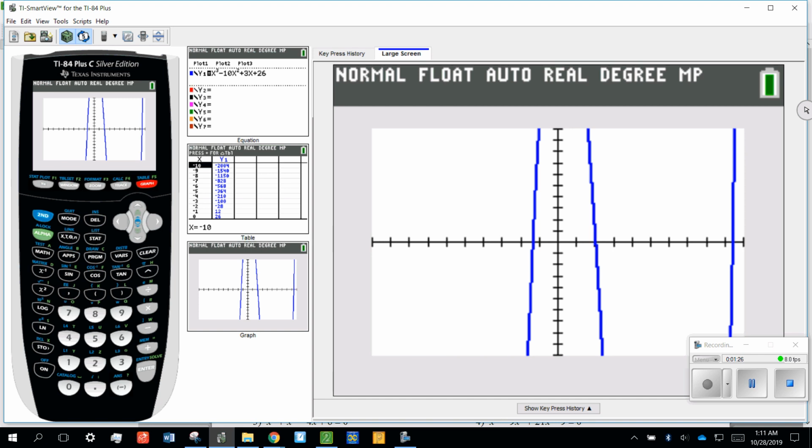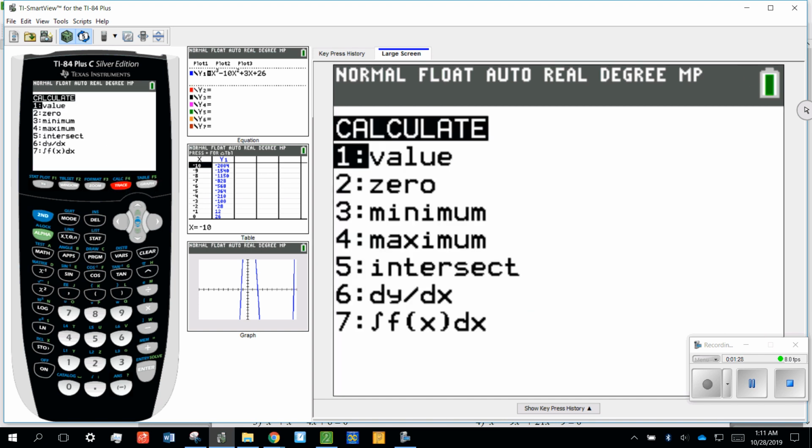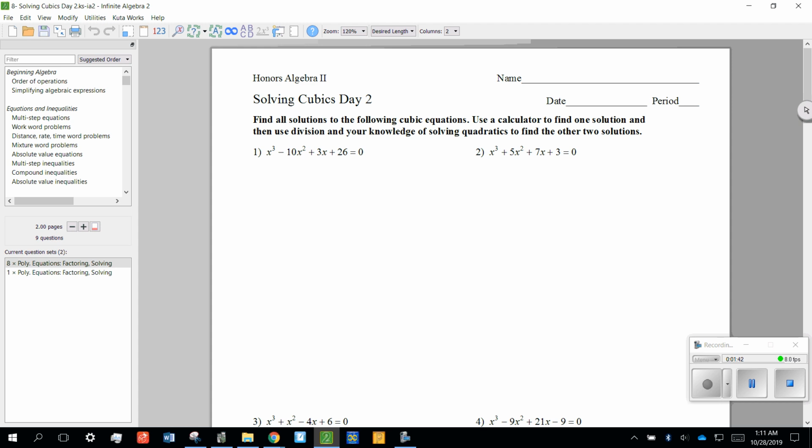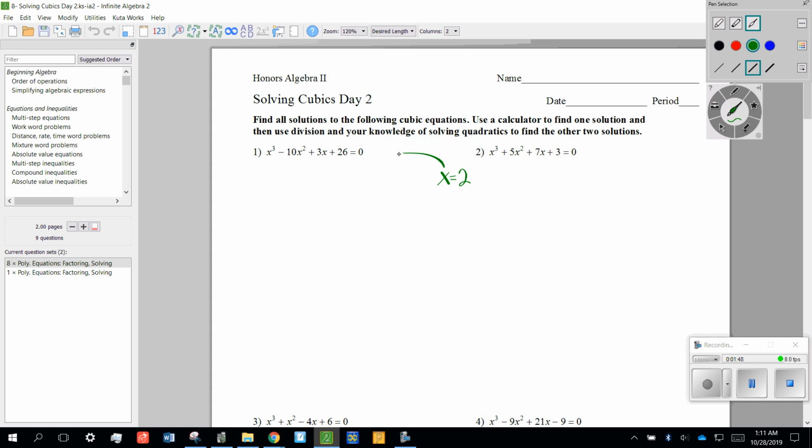So, second trace, we want to find a 0. Looks like that's between 0 and 4. I hit enter 2 times, and it tells me when x equals 2, y is 0. So what is that telling me for this one? x equals 2 will make that whole thing go to 0.